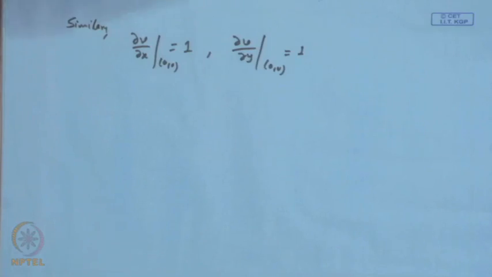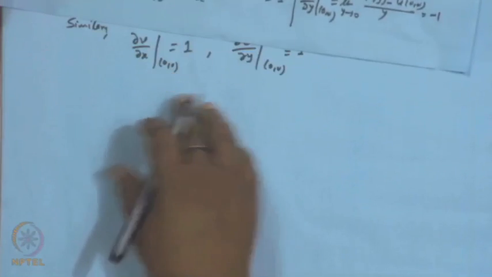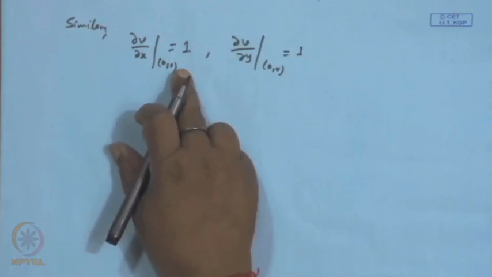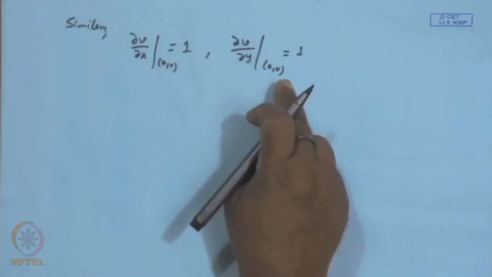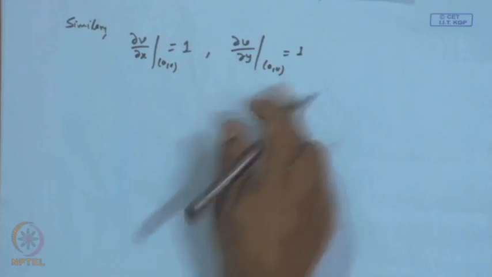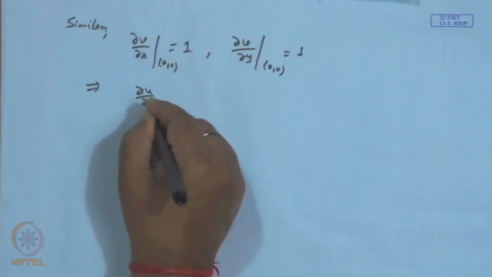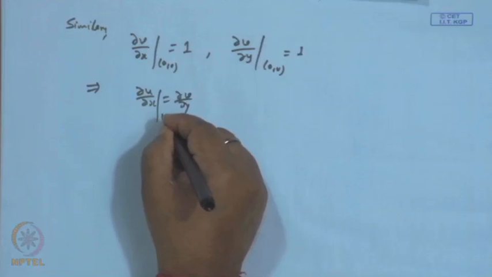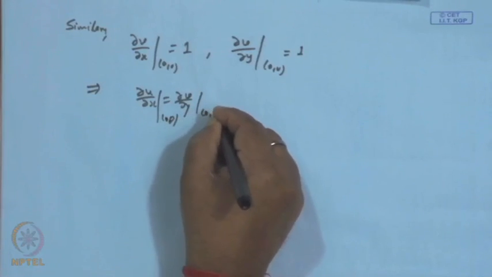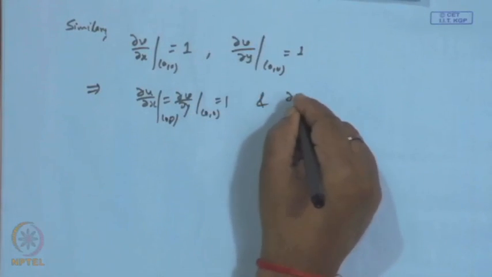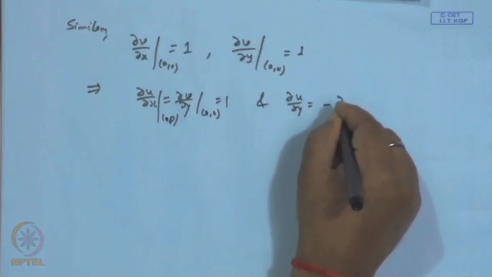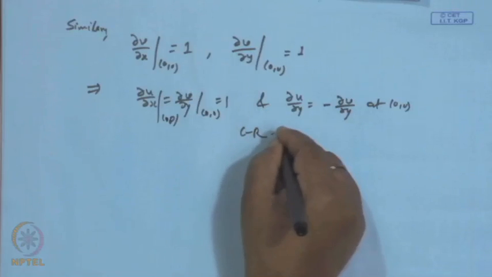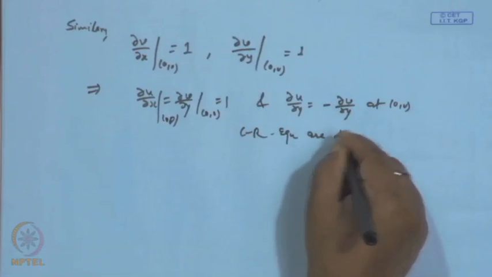So, we are seeing that del u over del x is 1, del v over del x is 1, del u over del y is minus 1, and del v over del y is 1. So, del u over del x is del v over del y at the point 0 0, which is 1, and del u over del y is minus del v over del x at 0 0. So, the CR equations are satisfied.